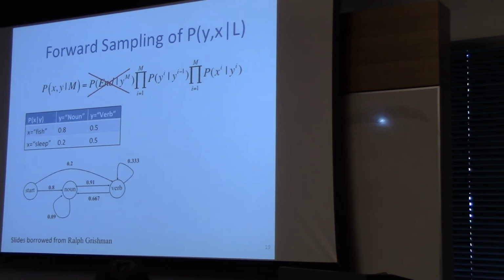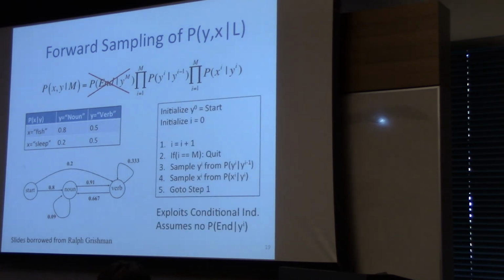People often ask about, what if I just want to sample p of y given x with a fixed length, and sometimes people choose to do this without modeling the end state. It's not very common, but some people choose to do this.